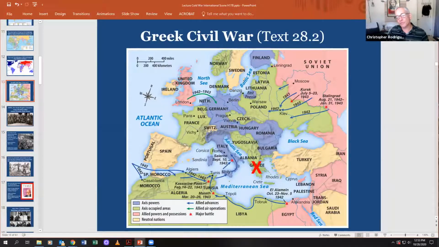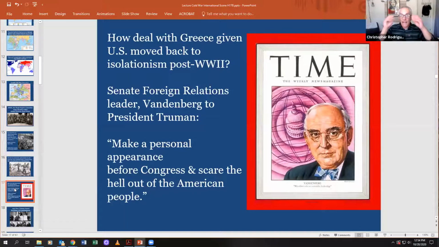So the US Cold Warriors became worried about the Soviet Union expanding influence into Greece, because look how close Greece was to the Iron Curtain. Bulgaria was part of the Warsaw Pact. Greece is right next door. So how do we deal with Greece, given after World War II, many in the United States say, you know what, we should not be all international anymore. We should be isolationist, right? Let's bring our troops home. Let's focus on rebuilding the United States, right? We're done messing with things in Europe.